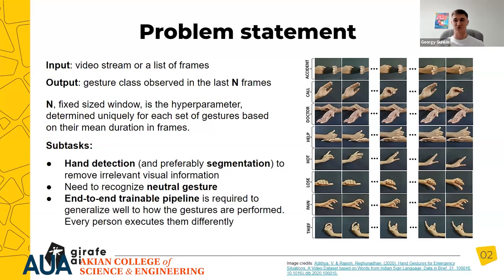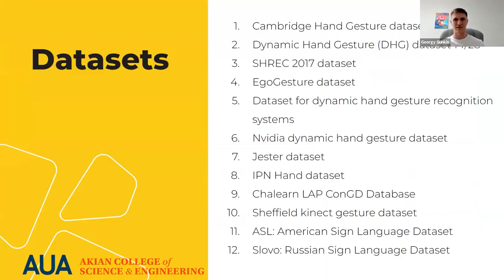And it has to be an end-to-end trainable pipeline, because everyone is executing gestures differently, and using some other subsystem which is not trainable can produce noisy results and a poor solution.